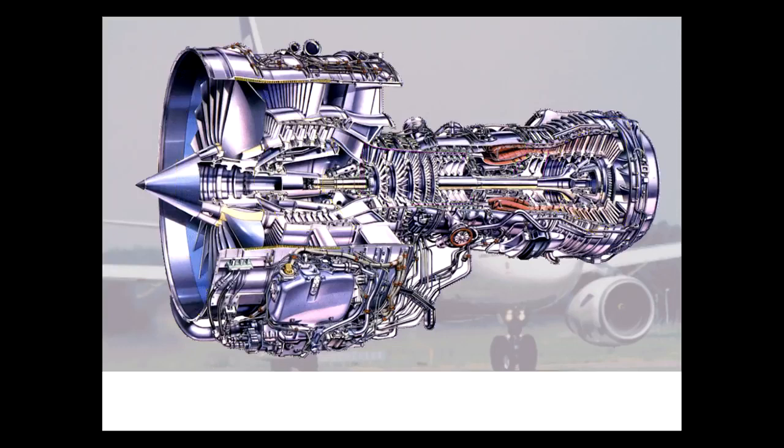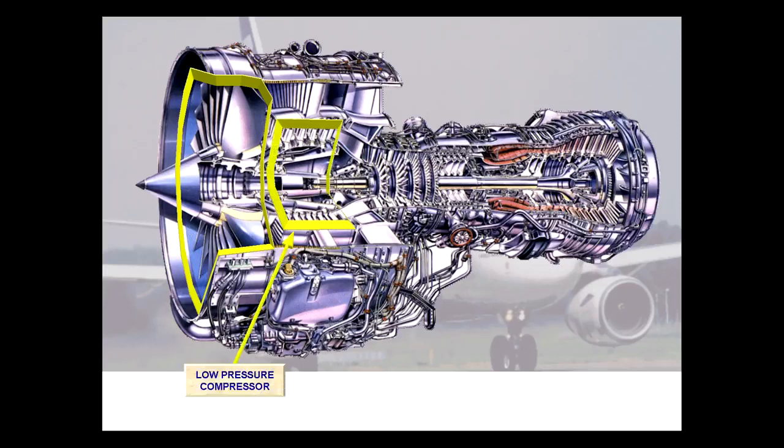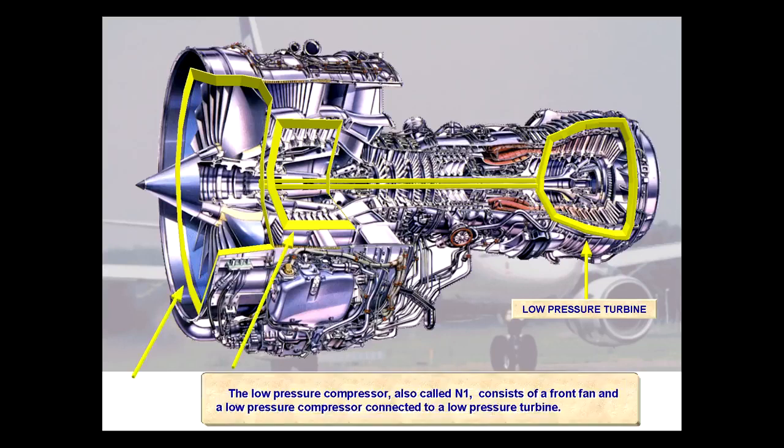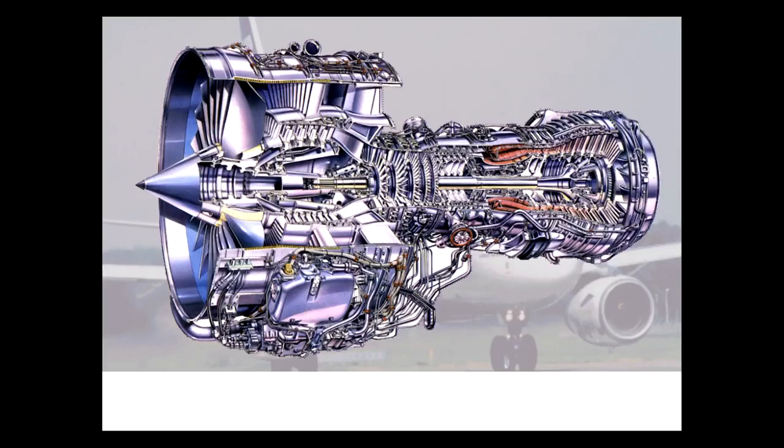The low-pressure compressor, also called N1, consists of a front fan and a low-pressure compressor, connected to a low-pressure turbine. The high-pressure compressor, also called N2, consists of a high-pressure compressor connected to a high-pressure turbine.